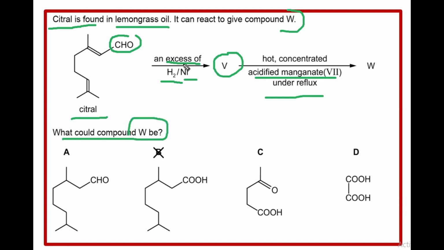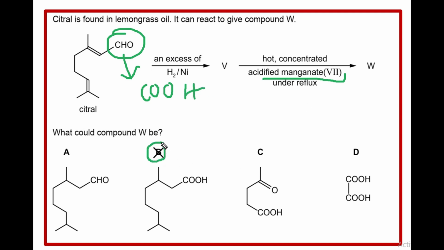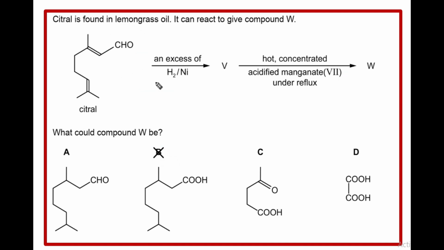If citral reacts with hydrogen, the alkene will convert to alkane. So this will be alkane. This double bond breaks down to form alkane. And then the aldehyde group is oxidized by acidified manganate(VII) to a carboxyl group, carboxylic acid. So B is the right answer. A is wrong. Why? It has the same aldehyde, but the aldehyde should be oxidized to carboxylic acid. B is the right answer.